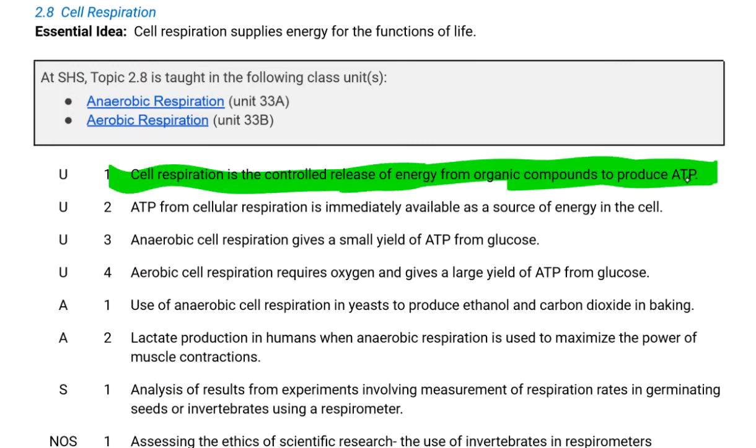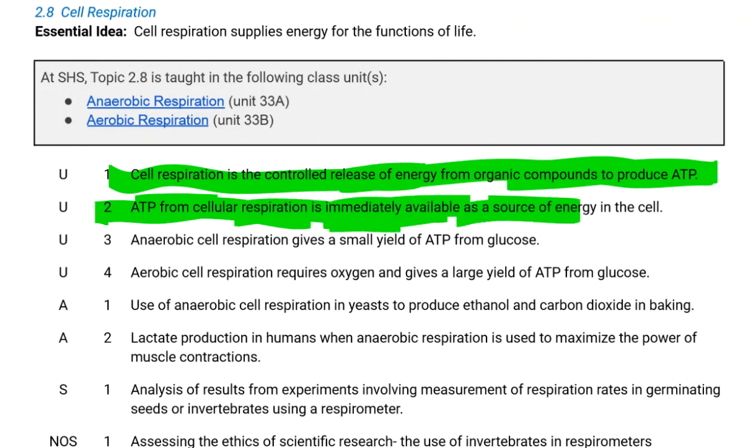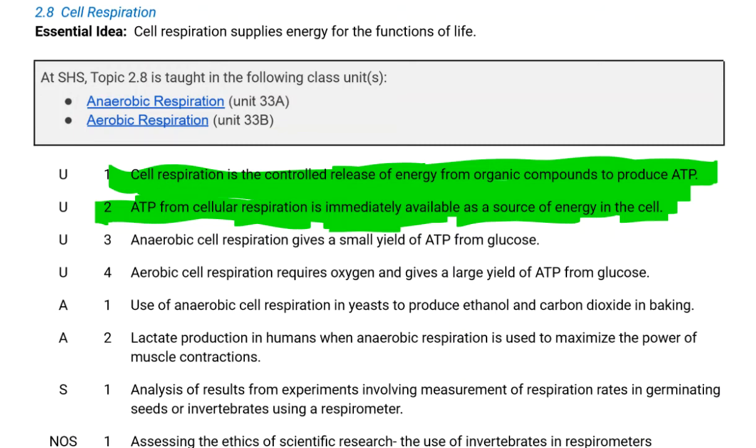We produce ATP, adenosine triphosphate, which is the currency of energy in our bodies, as it is required in the functioning of many of our cells. ATP from cell respiration is immediately available as a source of energy, so it's really quick and easy to use. Sometimes you talk about an analogy people use: money in the bank and money in the wallet.